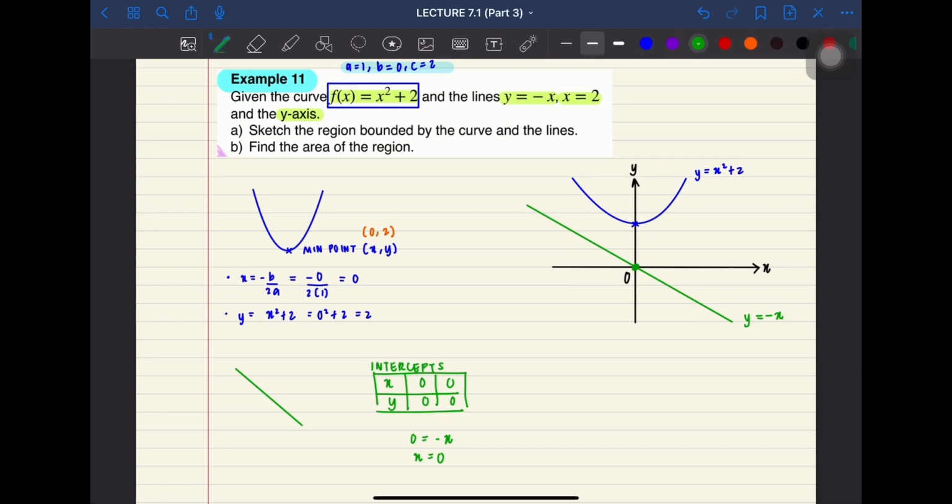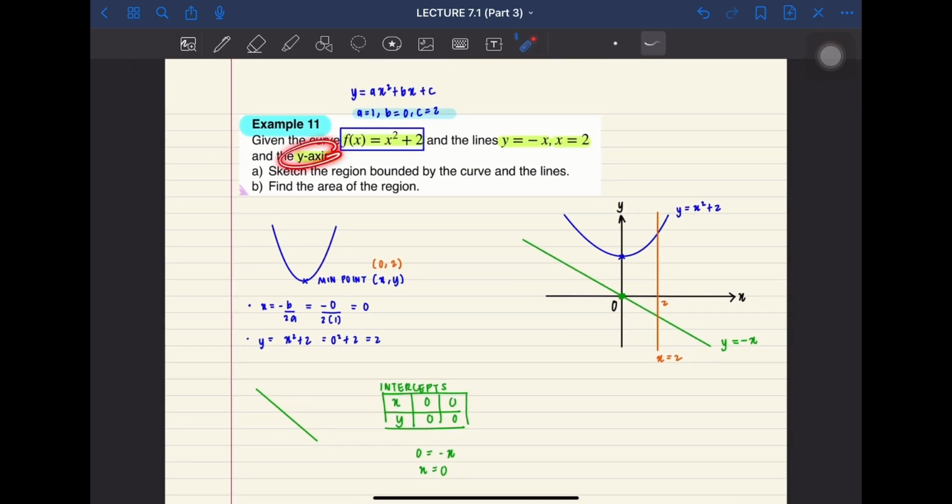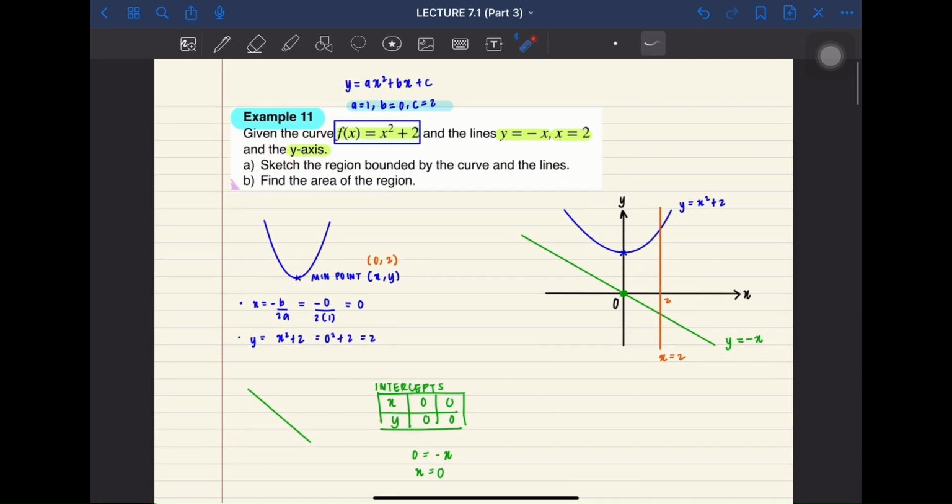Okay, settle. Okay, next one, we're gonna draw this one, x equal to 2. So graph dia straight macam tu kan. So x equal to 2 somewhere over here. So let's just draw like that. So this is x equal to 2. Okay, and the last one we have y-axis. So y-axis dah ada dalam graph, so tak perlu lukis.